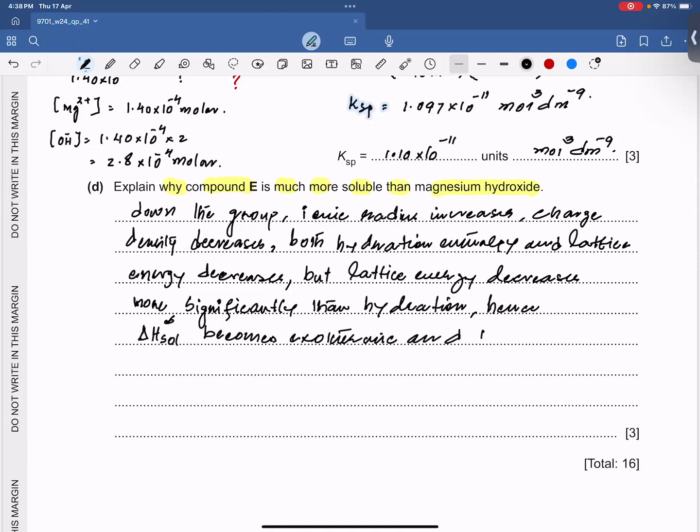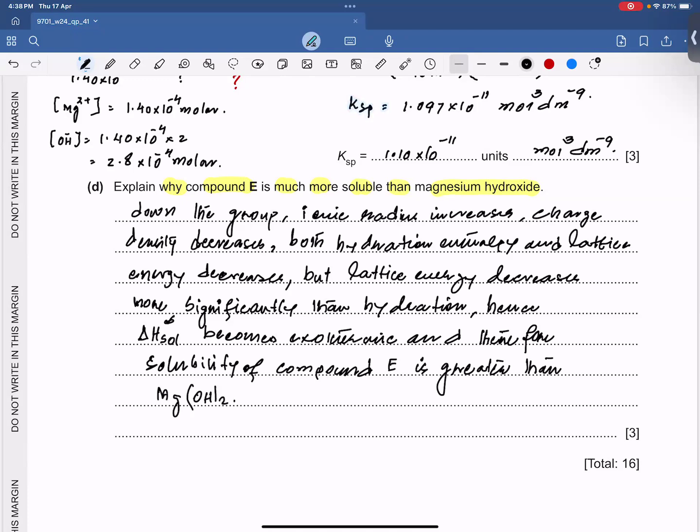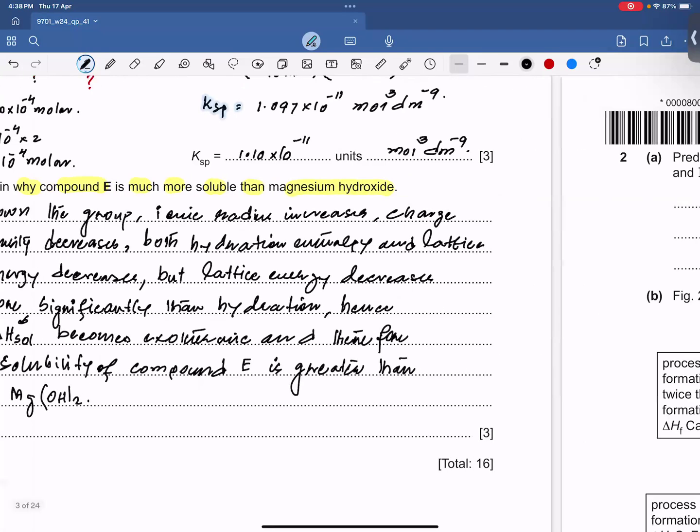And therefore, solubility of compound E is greater than magnesium hydroxide. So that's a lengthy question, and we have done that. Next question.